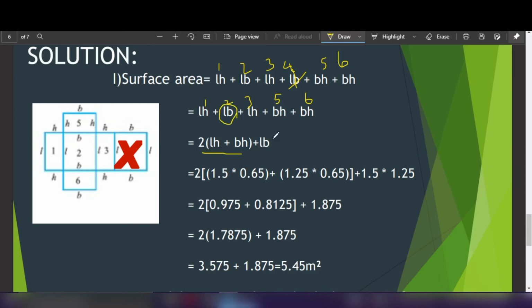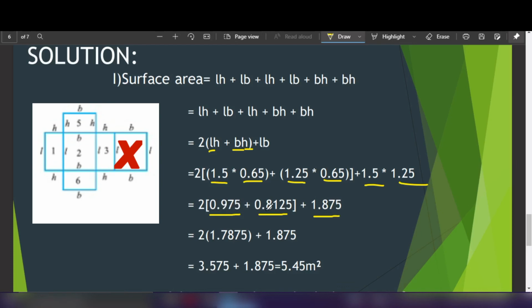And separately, L into B. So this is the formula. Now we have to substitute the values for length, breadth and height. The length is 1.5 and the height is 0.65, and the breadth is 1.25 and the height is 0.65. When you multiply 1.5 and 0.65, you'll get 0.975. When you multiply 1.25 and 0.65, you'll get 0.8125. When you multiply 1.5 and 1.25, you'll get 1.875.